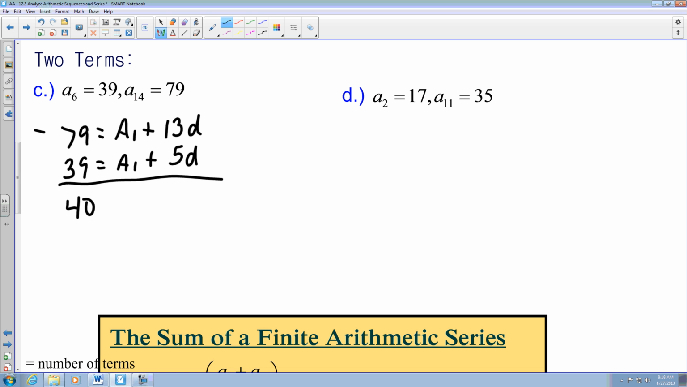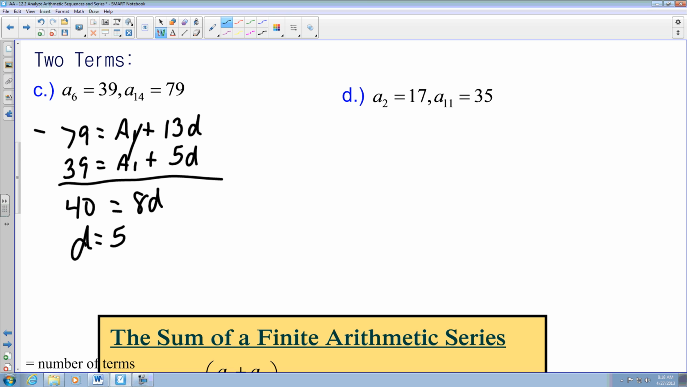A sub 1 minus a sub 1 actually cancels out to be 0, and this is going to equal 13d minus 5d, which is going to give me 8d. So I get to divide both sides by 8, so my common difference is going to be 5. So now that I know what my common difference is, I can use one of these two sequence values to help me find what a sub 1 is, just like we did up top.